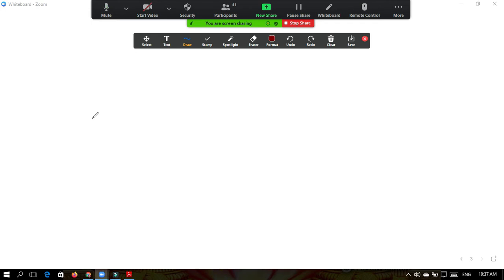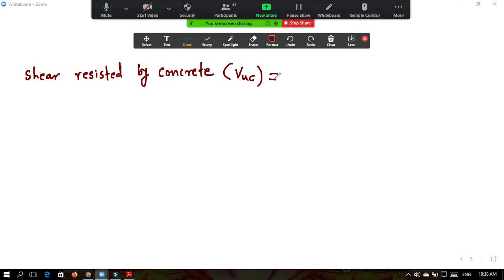The next thing is, now calculate the shear resisted by concrete. So we call this VUC. So we are going to calculate the shear force. Force is nothing but stress into area, the basic formula. So the stress is tau c, the permissible shear stress, and the area is B into D. So just put the values, you will get the answers.